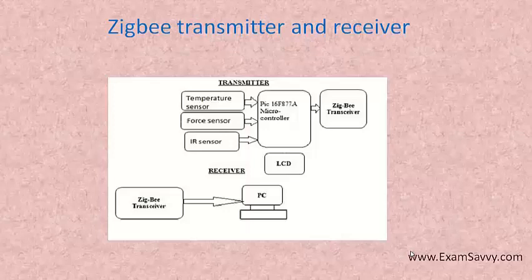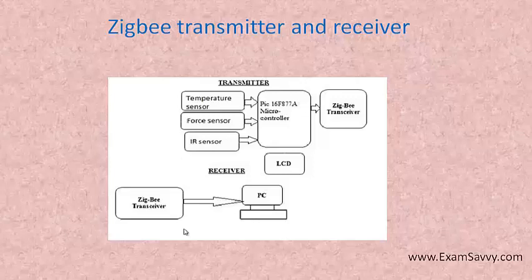And we'll see the ZigBee transmitter and receiver. Here we have three sensors: temperature sensor, force sensor and infrared sensor. These three sensors are integrated with the PIC microcontroller PIC16F877A. These sensors will be integrated with this microcontroller, and the output is given to the ZigBee transceiver. Here it acts as a transmitter. This transceiver can act as transmitter and receiver, but in this case it acts as a transmitter.